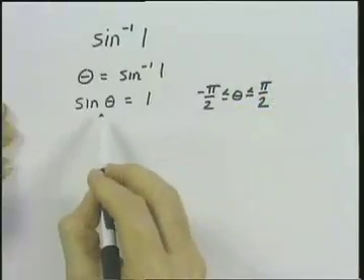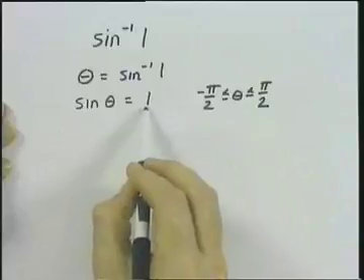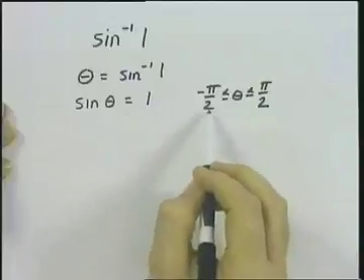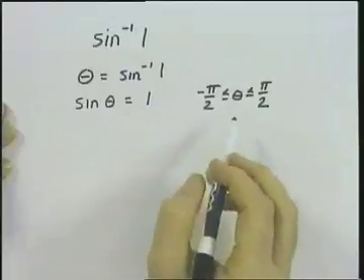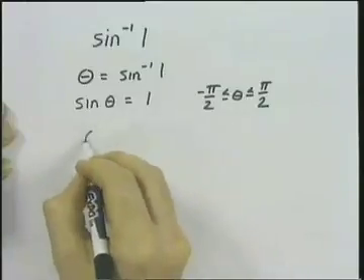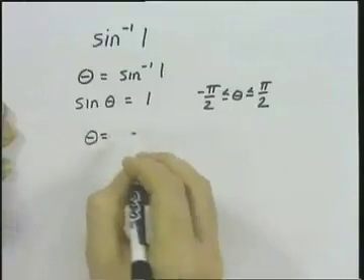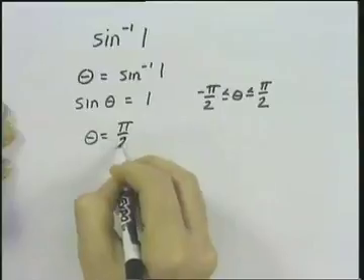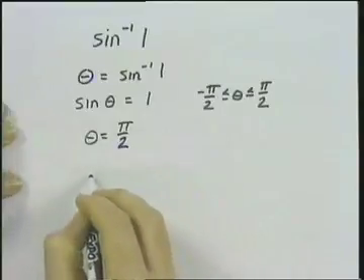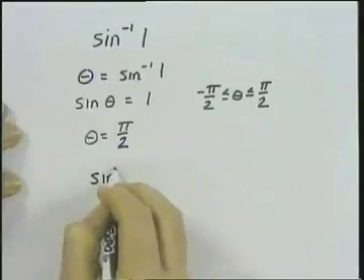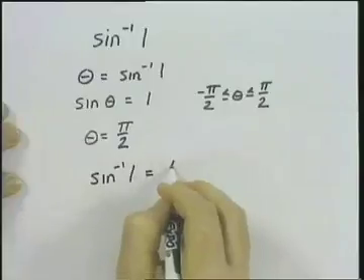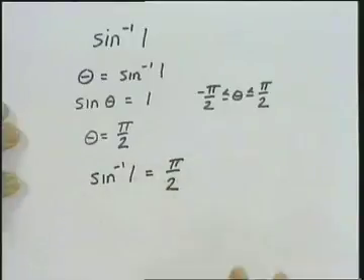Can you think of an angle whose sine is equal to 1 and the angle is between negative pi over 2 and pi over 2? You should immediately think that theta is equal to pi over 2. What that means, therefore, is that the inverse sine of 1 is equal to pi over 2.